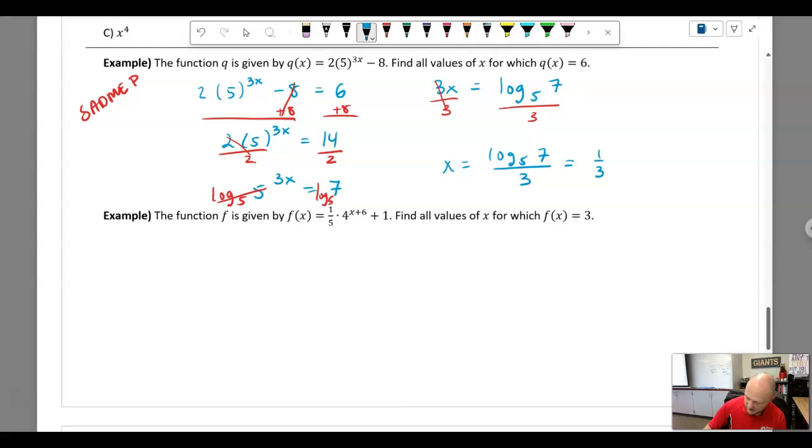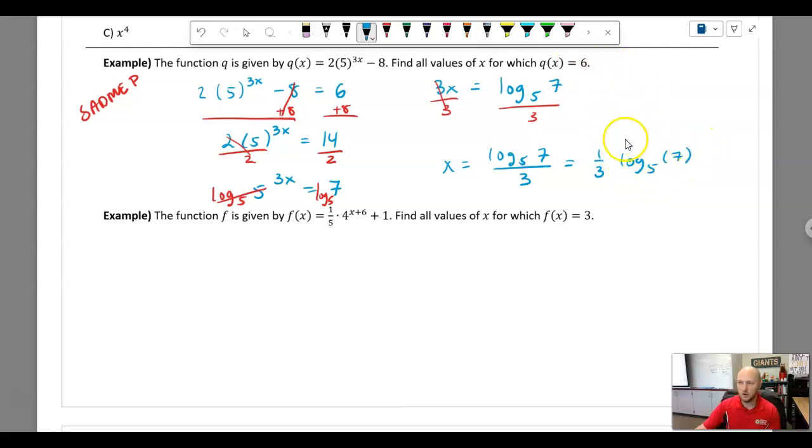Another way to see this answer would be 1/3 of log base 5 of 7. Okay, and there you go. There's your answer. You would only have to express this as a decimal value or an integer. If you could simplify this and reduce, you can't.